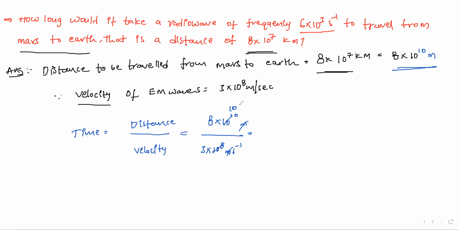Here we'll get 10 to the power of 2. Okay. If you cancel this one, here 10 to the power of 2 comes. And after canceling this one, we'll get 2.66. Now 2.66 into 10 to the power of 2. This is the seconds.